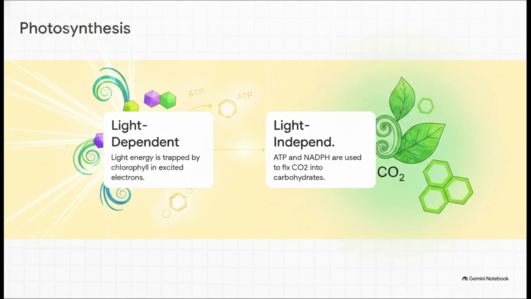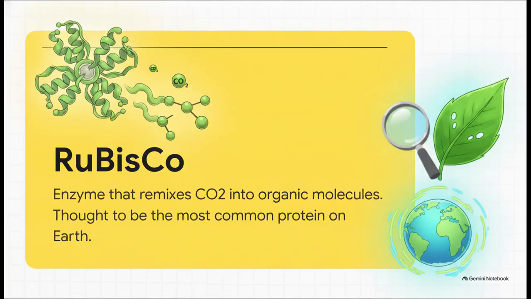Then, step two is the light-independent reactions, often called the dark reactions or the Calvin cycle. This is where the plant takes that freshly minted ATP and NADPH and uses them to actually fix carbon dioxide into complex carbohydrates, like glucose. And the absolute star of that Calvin cycle is an enzyme with a remarkably long name, ribulose 1,5-bisphosphate carboxylase oxygenase. Let's just call it Rubisco for short.